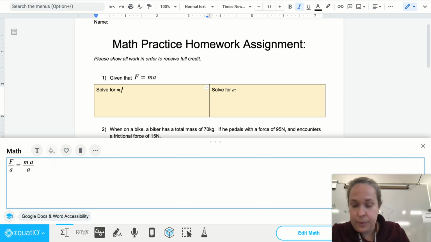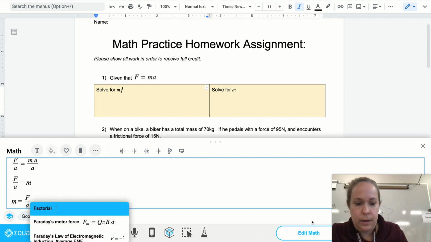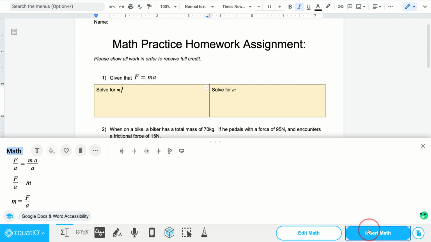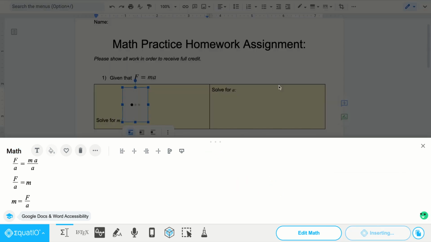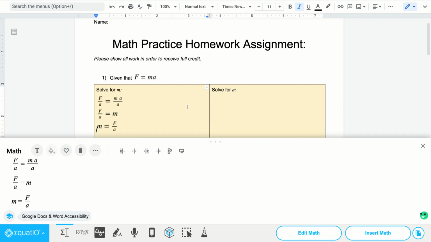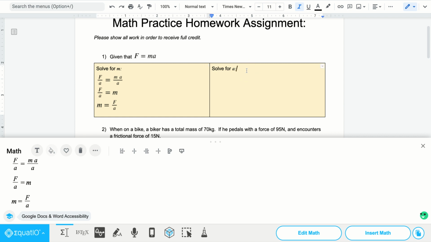Now I'll simplify it. So we have F divided by a is equal to mass. And I'm just going to flip it around. So we have m equals F over a. And now I can insert that. There. All right.